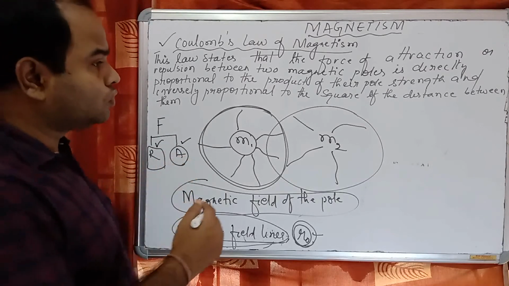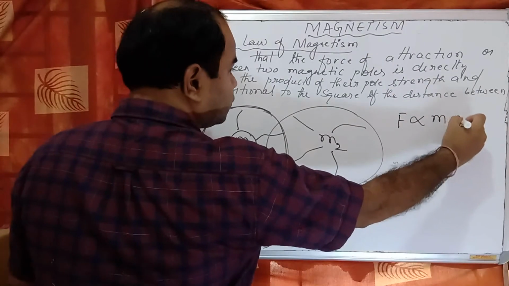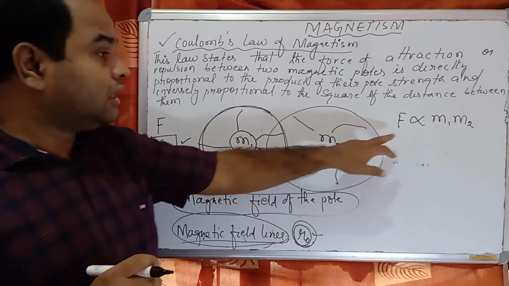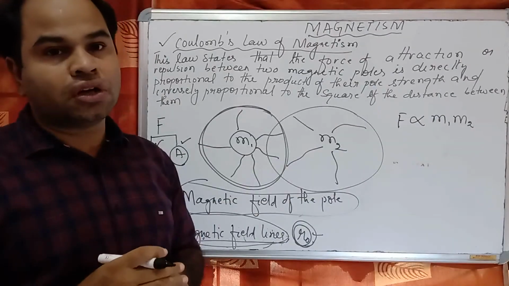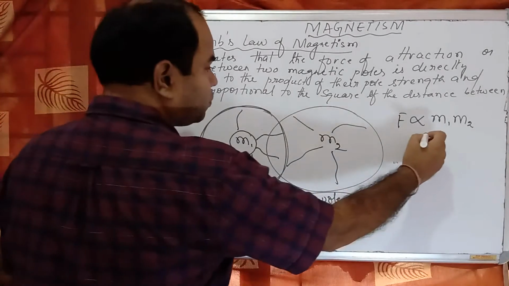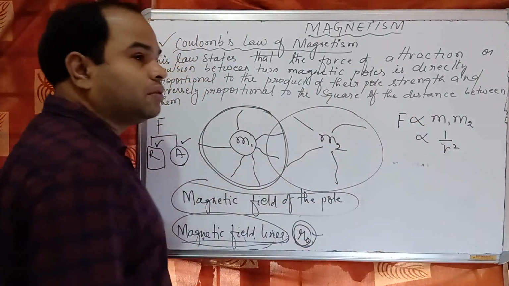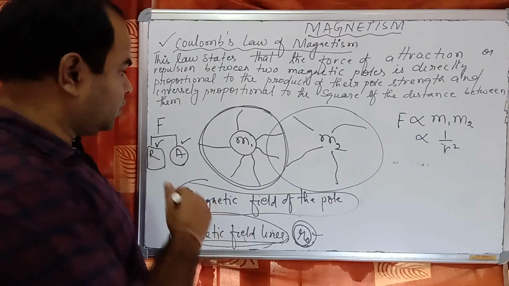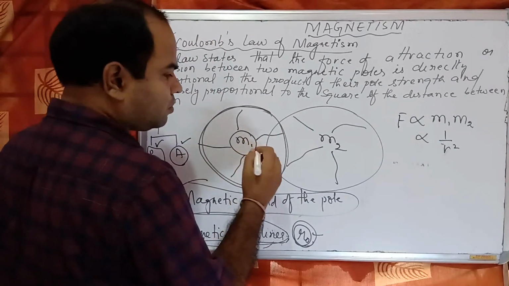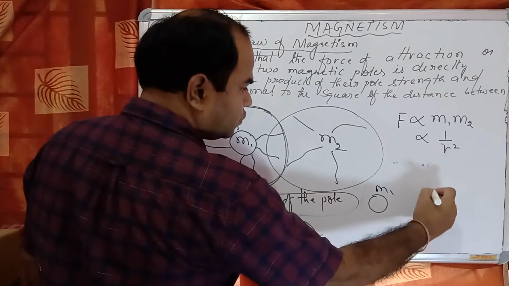So this force is directly proportional to the product of the two pole strengths, and it is inversely proportional to the square of the distance between them. Let us say this is m1 and this is m2.